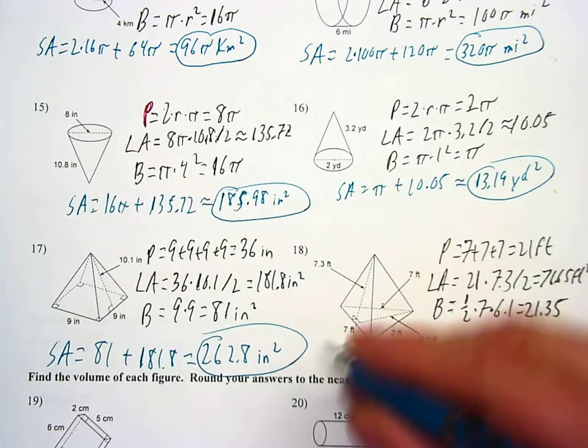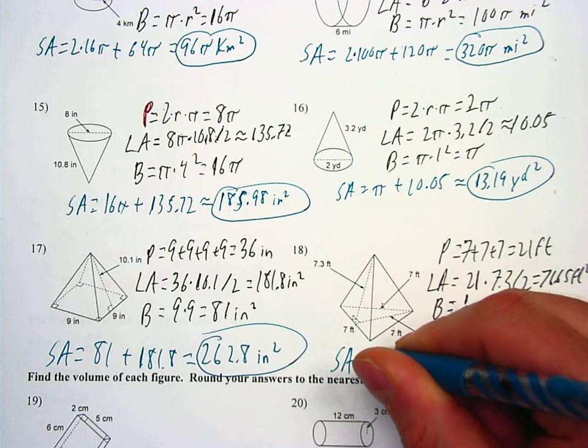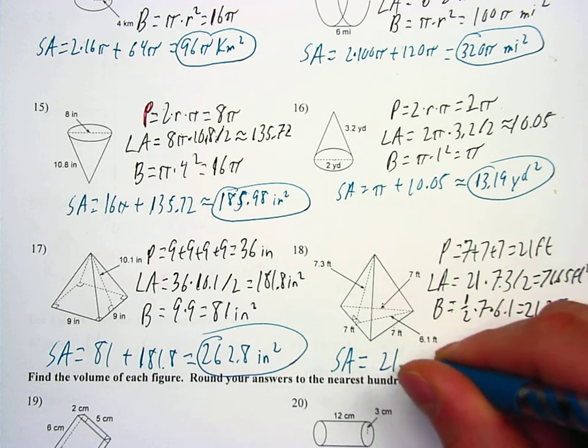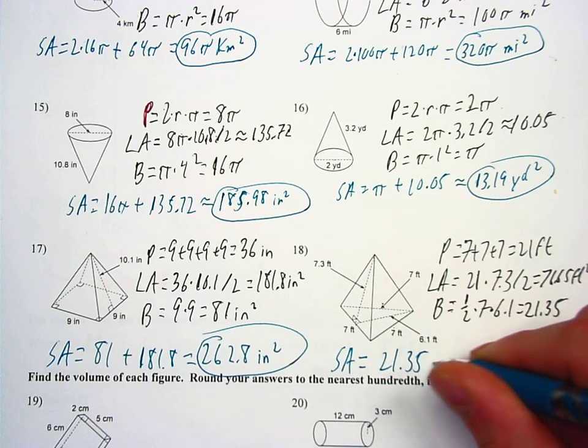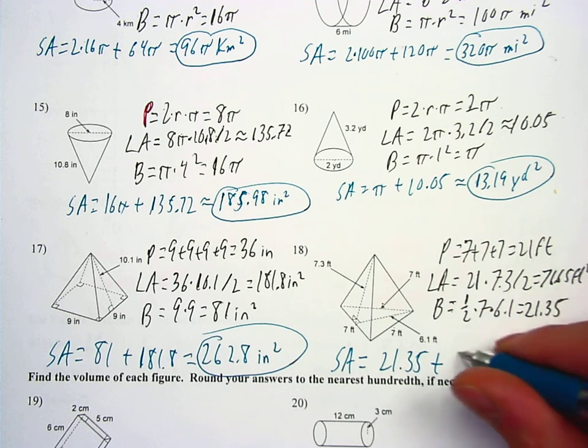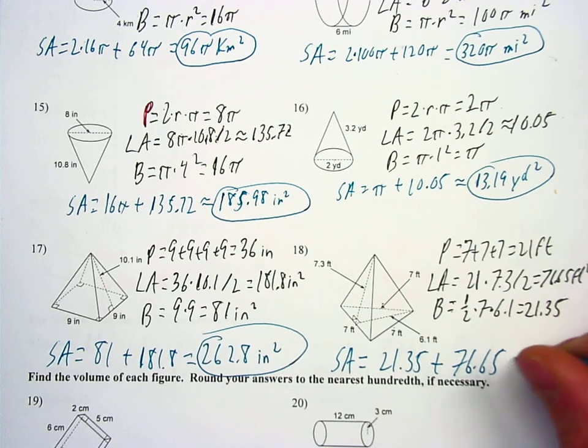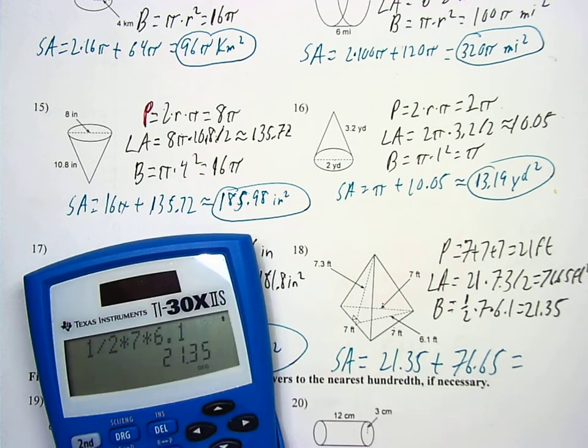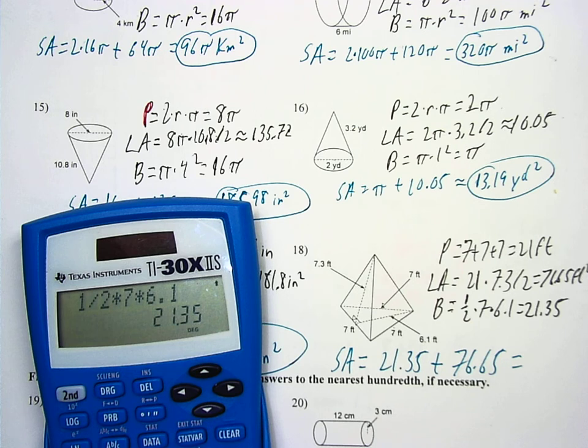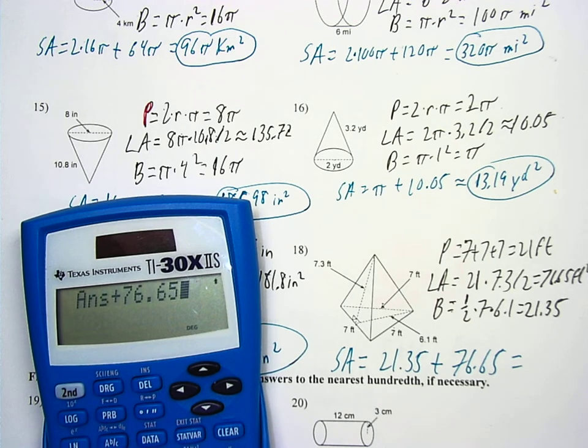And again, for my surface area, I'll take that area of the base, 21.35, and I'll add in the lateral area, 76.65, for a total of 98. This is in square feet.